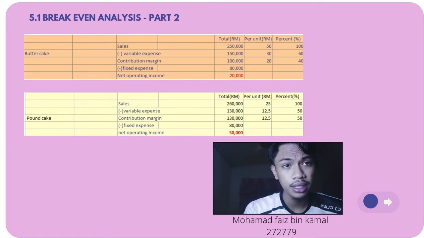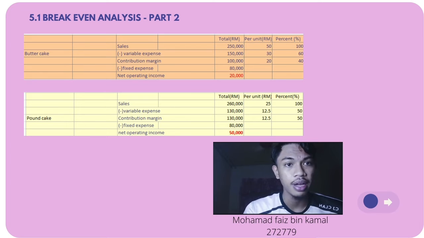So for the first table, for the butter cake, the table above shows the estimated selling price, variable cost, fixed costs, and contribution margin. For the butter cake, the total sale is RM250,000 and the selling price per unit is RM50. The table shows the estimated selling price, variable cost or variable expense, fixed cost, and contribution margin.